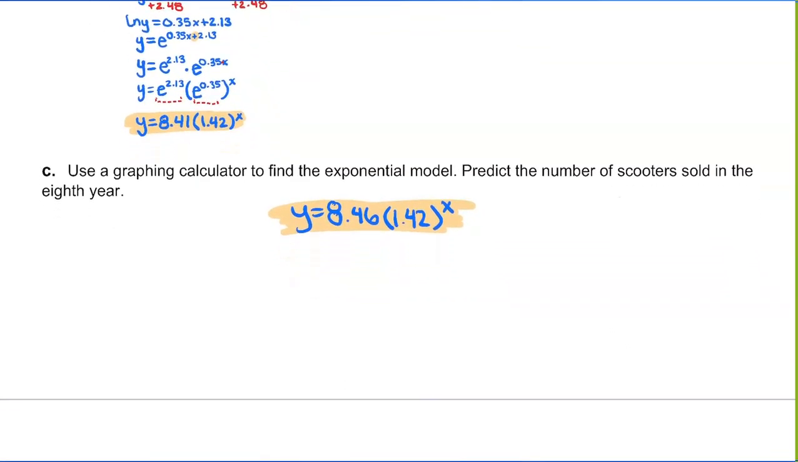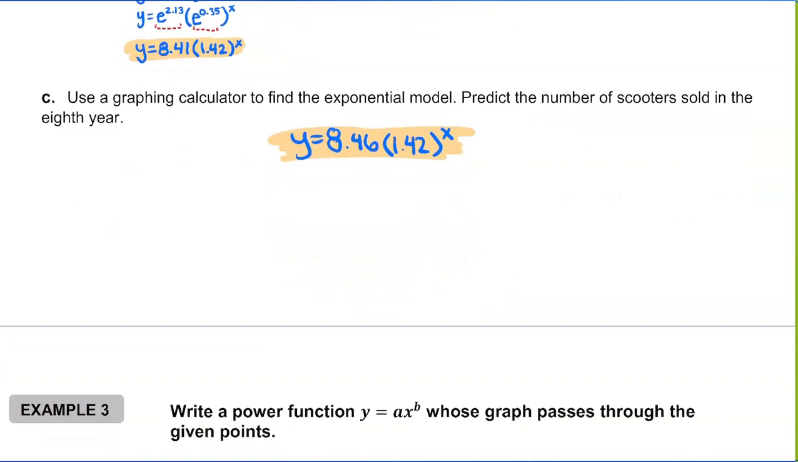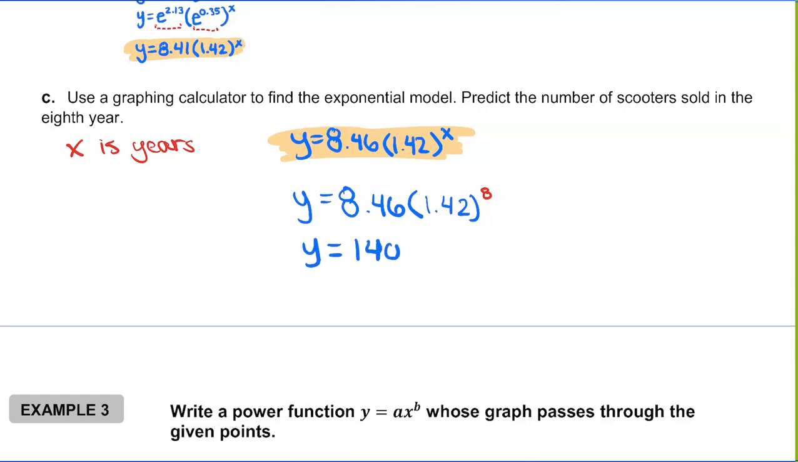Alright, so the rest of us wants to predict the number of scooters sold in the 8th year. Remember, X is our years. So you can just plug Y equals 8.46 times 1.42 raised to the 8th. You're going to get a decimal. Remember, we don't want parts of the scooter, so we'll round this to a whole number. And we'll say that Y is equal to about 140.